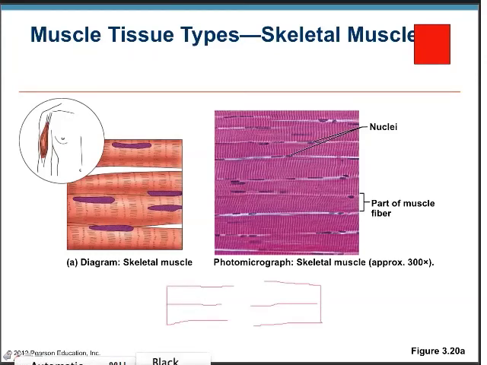So let's take that, and we want to, let's see here. Okay, and so we'll draw these thick filaments. These thick filaments are the myosin. Okay, so we draw myosin here.